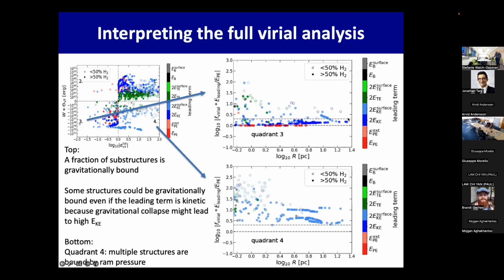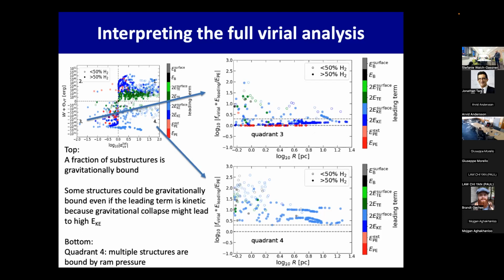I think it's fair enough to say that all of these structures here are potentially gravitationally bound, because we cannot tell whether the kinetic energy comes from gravitational collapse or not. So, all right, it's very difficult. You could, if you looked at the velocities, I guess.